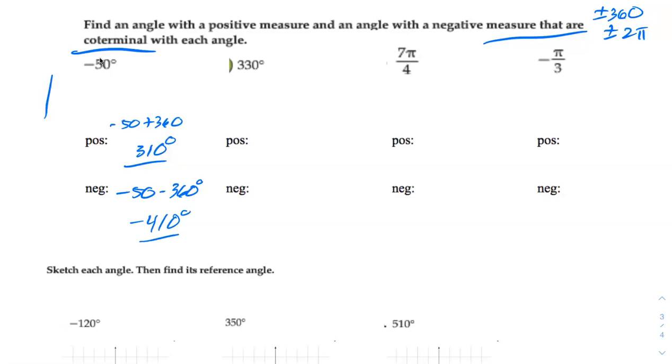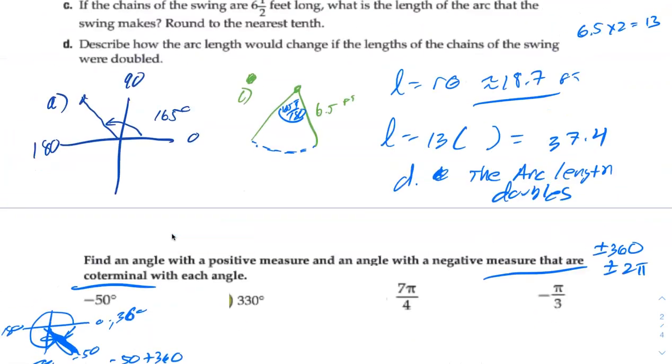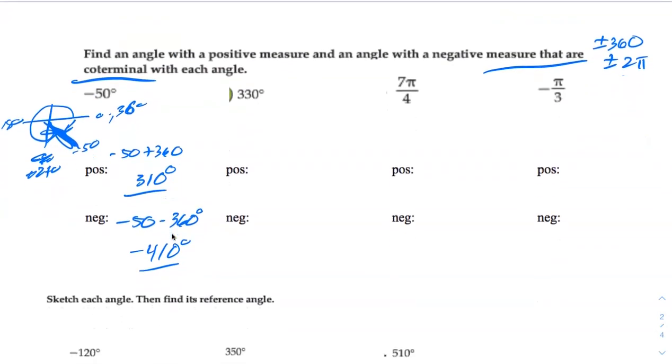So that's all it is. If you go negative 50, here's 0, here's negative 90, negative 50 is over here somewhere. And if you go to 310, that should be the exact same angle. So 0, 180, 270, 360, it's between these two. Right there again. These are all the same. One goes back, one goes forward, one goes back and then back again.